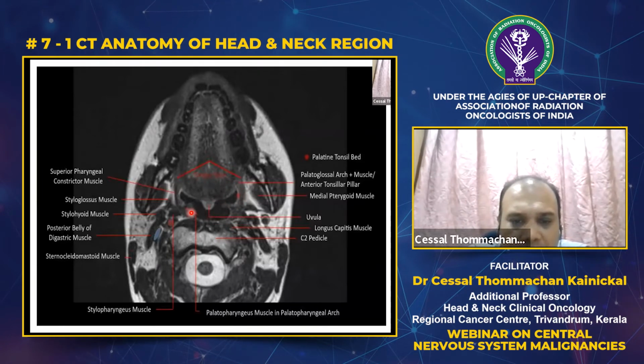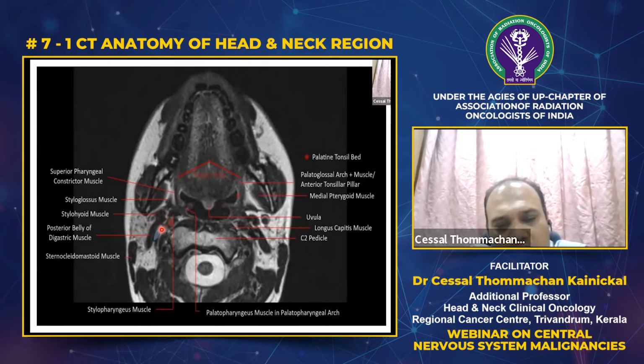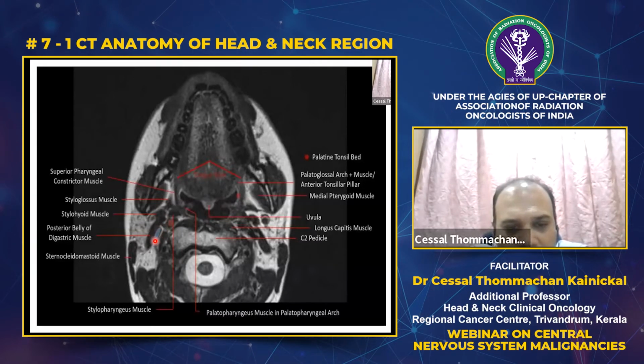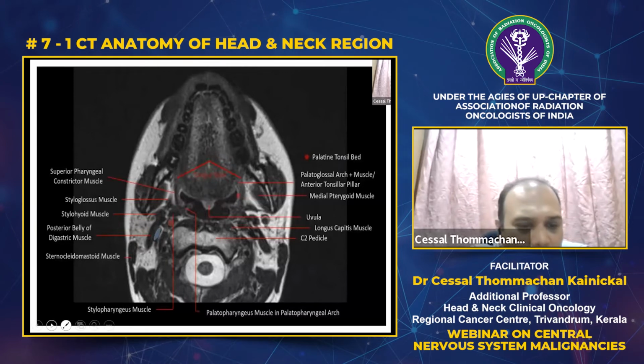You have the posterior tonsillar pillar, which is nothing but the palatopharyngeal muscle here. And you have the muscle here. This is the posterior belly of the digastric. The posterior belly of the digastric forms the lateral and the posterior boundary of the level 2 lymph nodes. So this is the internal carotid artery. You have the jugular vein here.